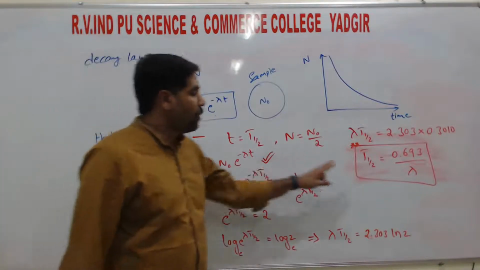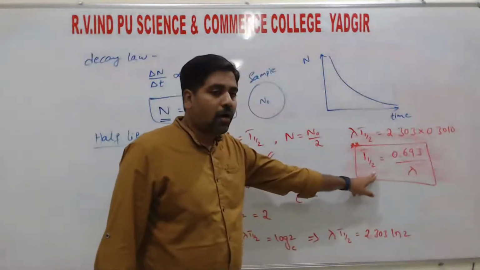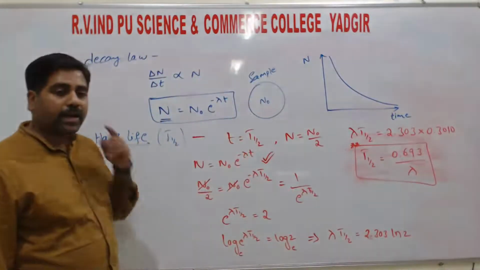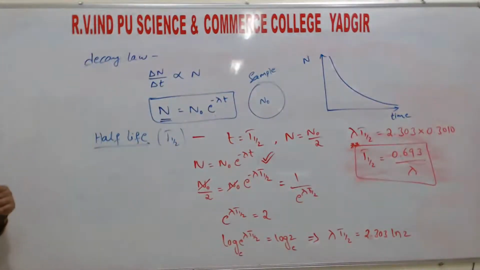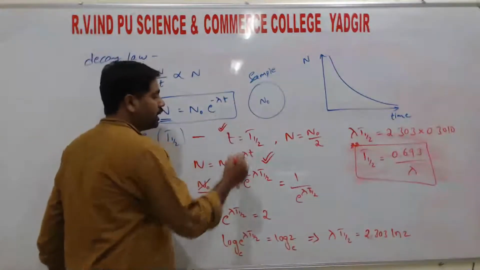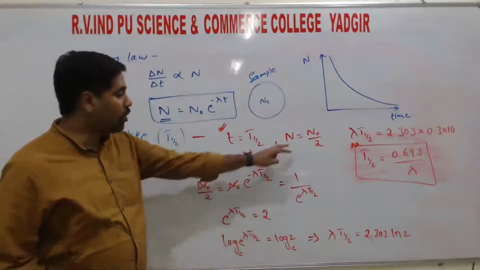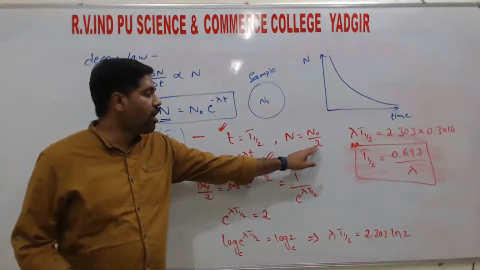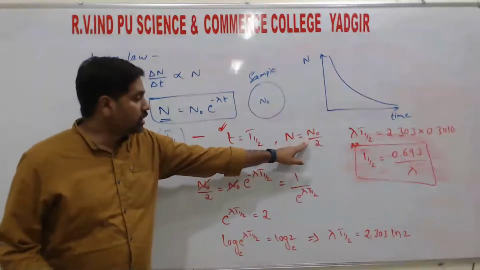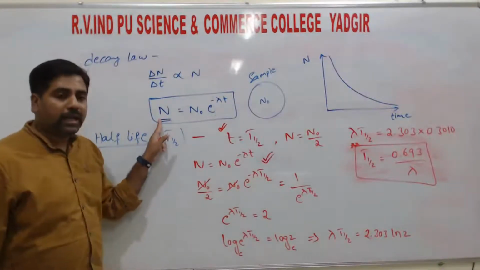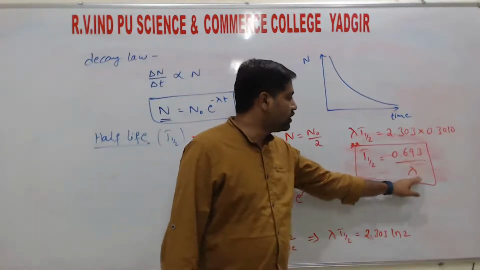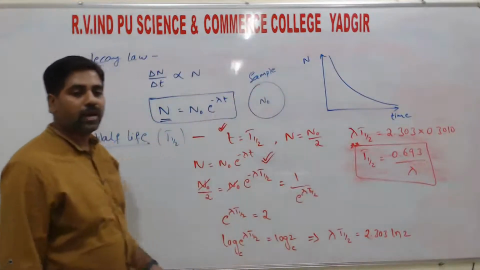This is the mathematical expression for the half-life, that is T half equals 0.693 divided by lambda, right? The main condition is this: when t equals T half, the number of nuclei reduces to exactly half of its original value. By substituting this in the decay law, we get T half equals 0.693 by lambda, right?